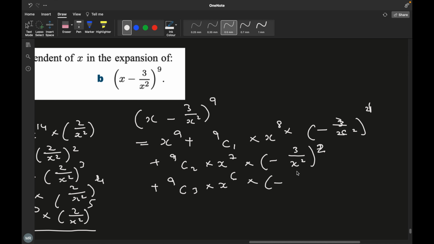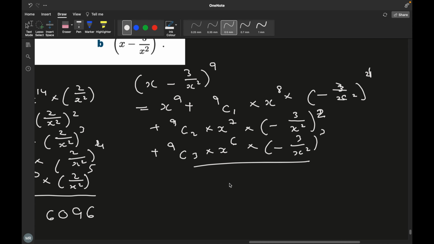I'm pretty sure we found it here. It's this term, because x to the power of 6 divided by x to the power of 6 is 1. So 9C3 multiplied by negative 3 to the power of 3. This is going to be 84 into negative 27. It's negative 2,268. That's the final answer.